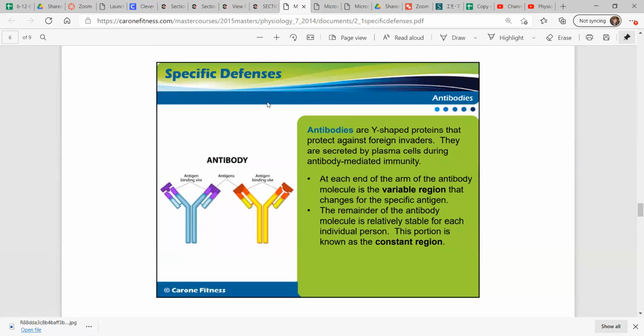Antibodies are Y-shaped proteins that protect against foreign invaders. They are secreted by plasma cells during antibody-mediated immunity. At each end of the arm of the antibody molecule is the variable region that changes for the specific antigen. The remainder of the antibody molecule is relatively stable for each individual person. This portion is known as the constant region.